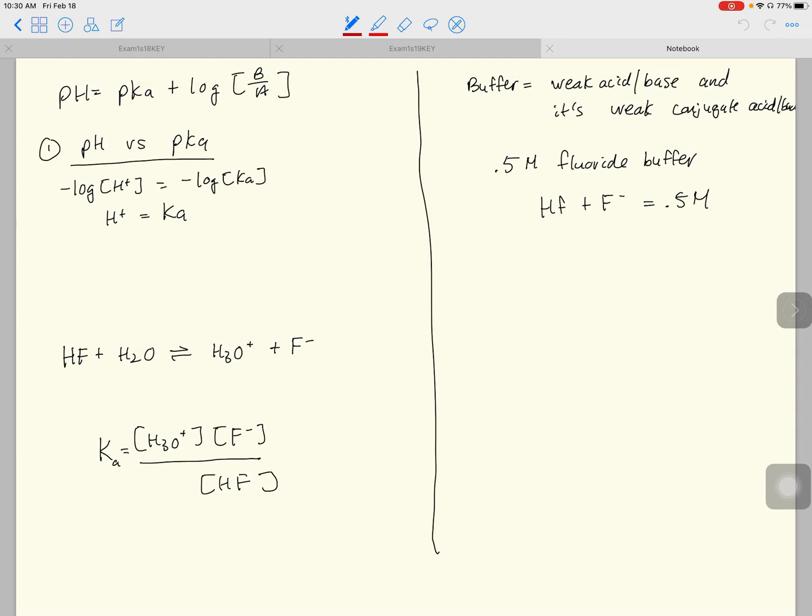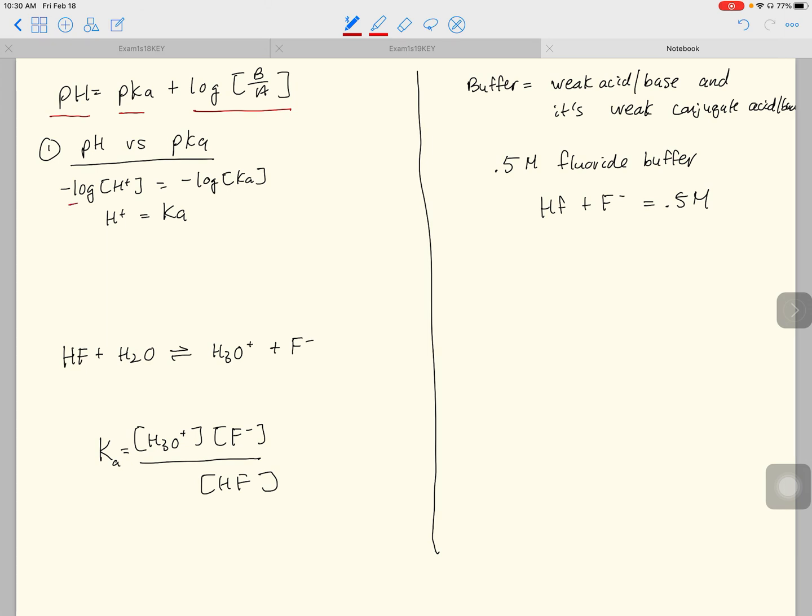So let's do an overview of buffers. One of the most important equations for buffers is the Henderson-Hasselbalch equation, which is pH equals pKa plus log of base over acid. Now, let's look at this equation very carefully, and we can see this pH equals pKa. And I want to show you the similarity and the difference between pH and pKa.